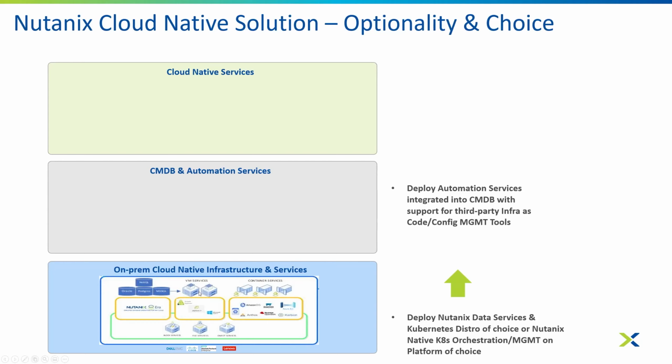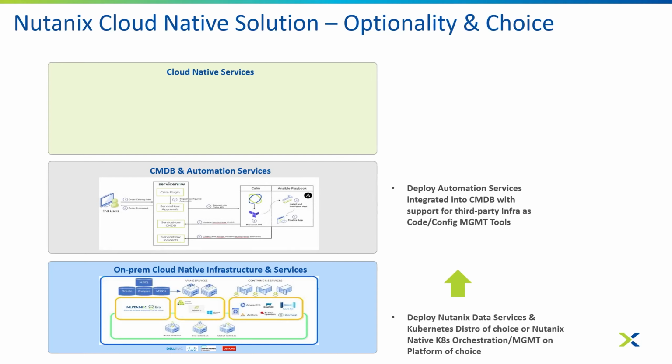Secondly, we want to deploy our automation services and integrate those into our change management system with support for third-party infrastructure as code tools and configuration management. And we do this with ServiceNow through a plugin that is native to our automation solution. Through this orchestration solution, we can deliver infrastructure as code by calling Terraform Provider, as well as Ansible playbooks for configuration management. And this could all be orchestrated and plugged into ServiceNow.